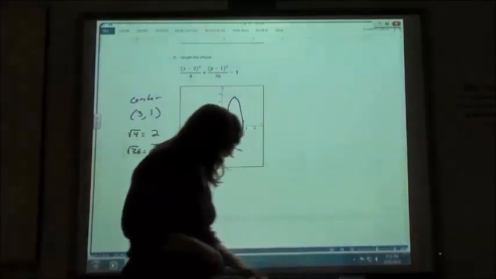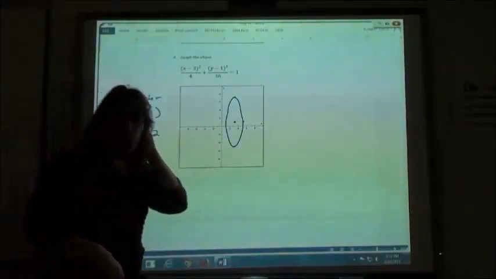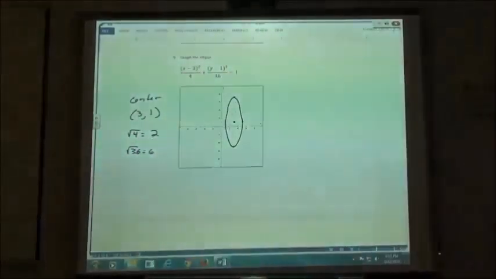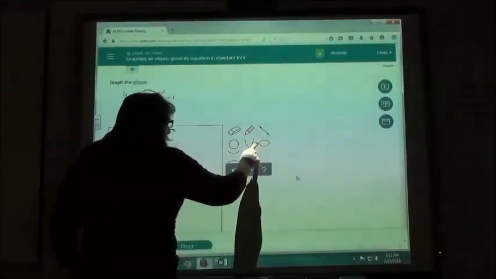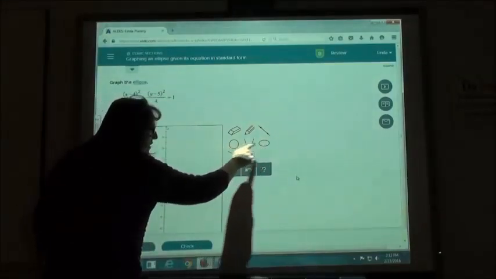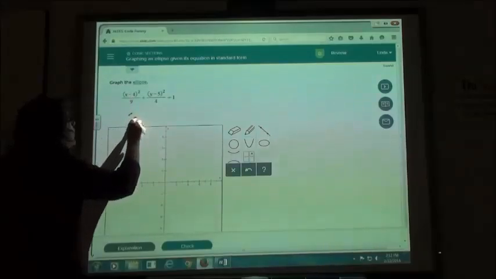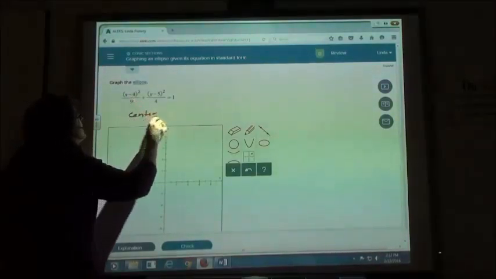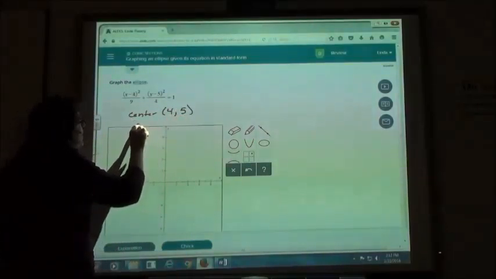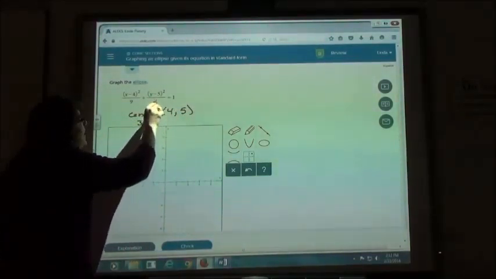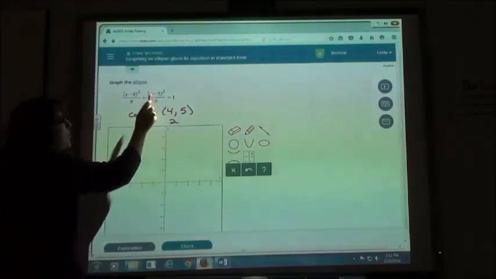I'm going to pause the video here for a minute so I can hop on Alex to show you the tools you're going to use when you're drawing an ellipse. On Alex, when you're going to graph the ellipse, here's the ellipse tool. Obviously it's a little different than the circle tool, but it works in the same way. First of all, you find your center, and on this one the center is at 4, 5. In the x direction you're going to go 3 units, and in the y direction 2 units, because the square root of 9 is 3 and the square root of 4 is 2.